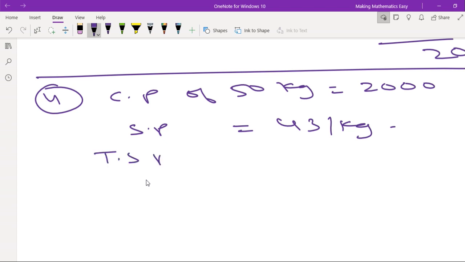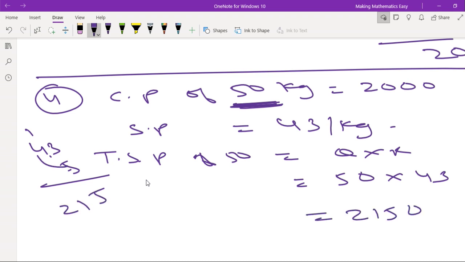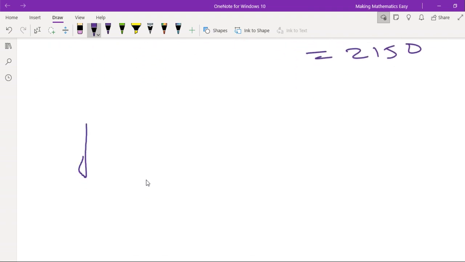Total selling price of 50 kg will be quantity into rate. Quantity is 50 kg, rate is 43 because we have purchased 50 kg, right? So this will be 2150. So the cost price is 2000 and our selling price is 2150. Our selling price is higher, so we have a profit in this case.